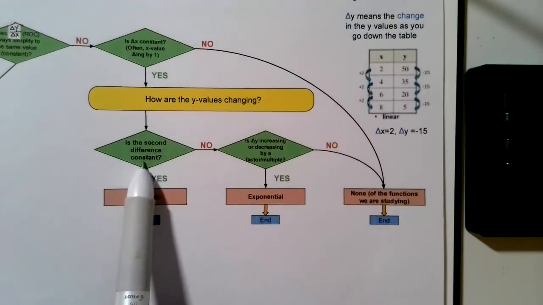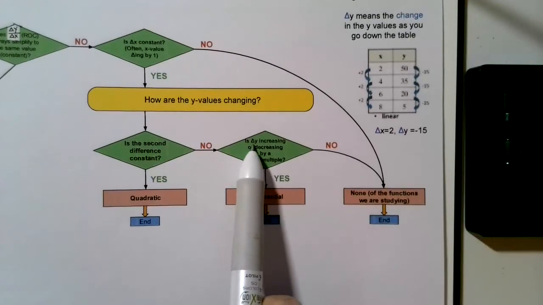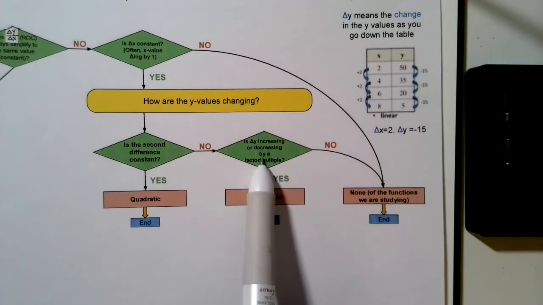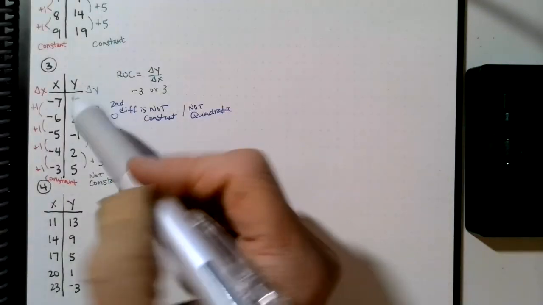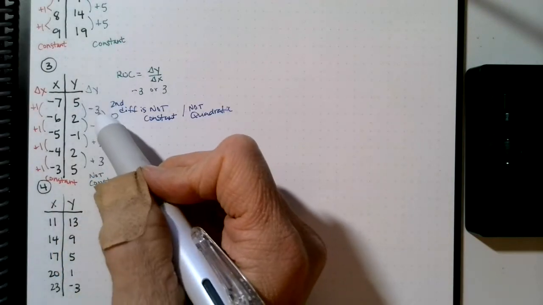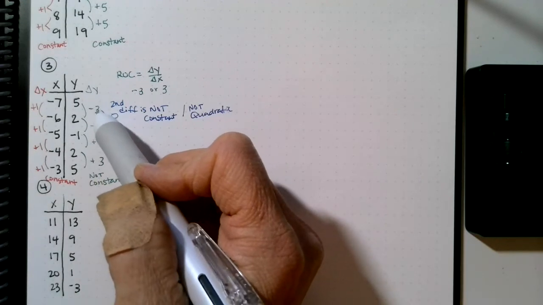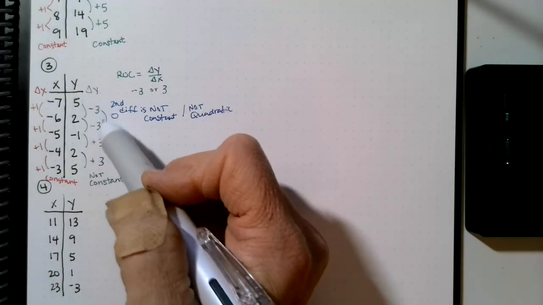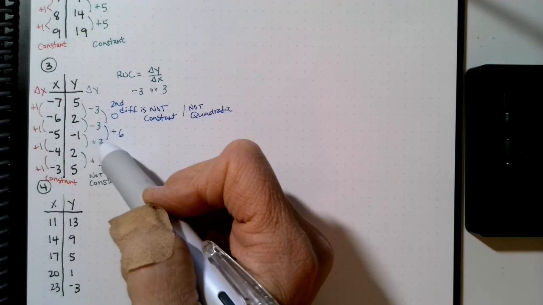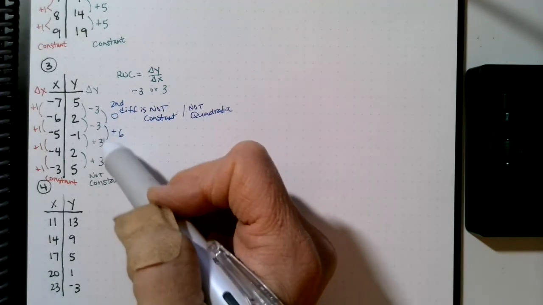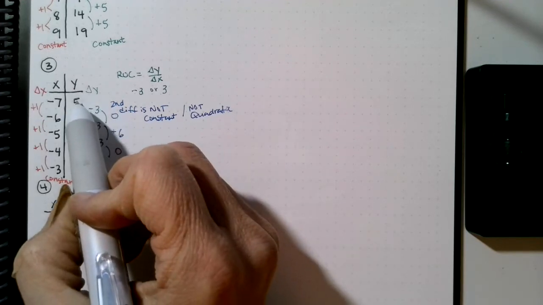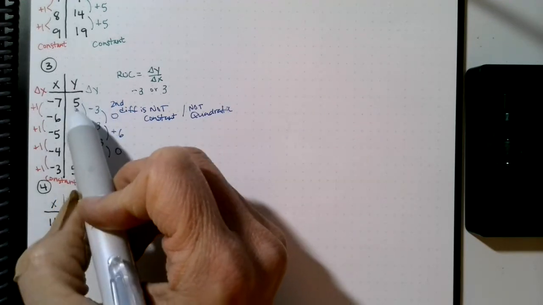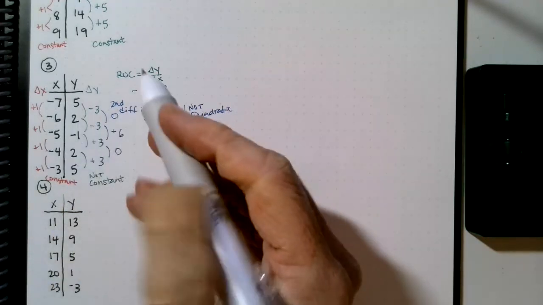So going back to our flow chart, is the second difference constant? No. Then we're going to look at, is the change in Y increasing or decreasing by a multiple? Is there multiplication as we go from here? And there is, if I look from 3 to -1, you can multiply by 1, but 1 times -3 does not give you 3. So the change in Y is not a difference. And if you look from 5 to 2 to -1, there's no common multiplier here as well.